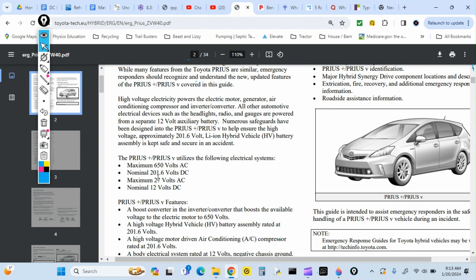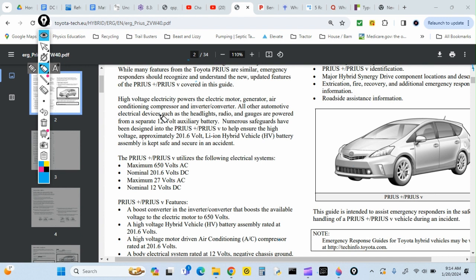Then there's a 27 volt AC voltage source. We'll have to investigate, why would you need 27 volts? What is that used for? And then finally, like a traditional car, there's a 12 volt DC battery. And let's see what the information is here. Let's see if I can underline some stuff and make sense of it that way.